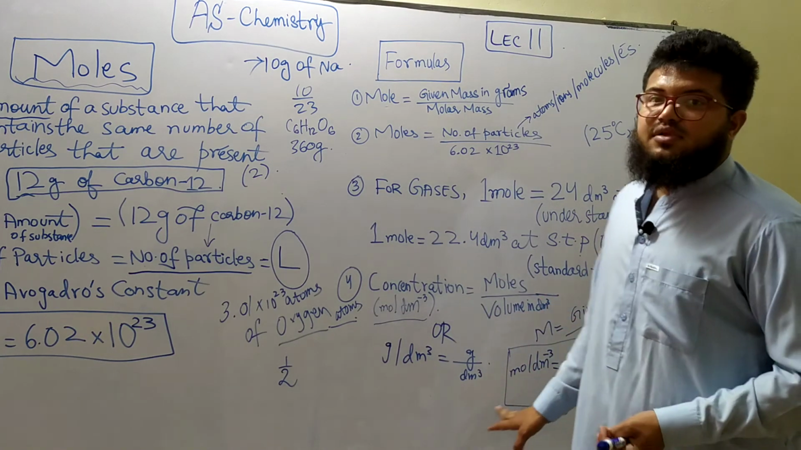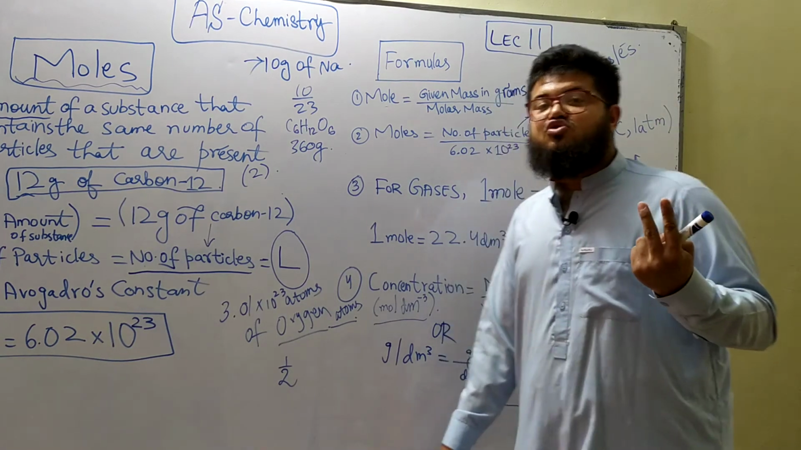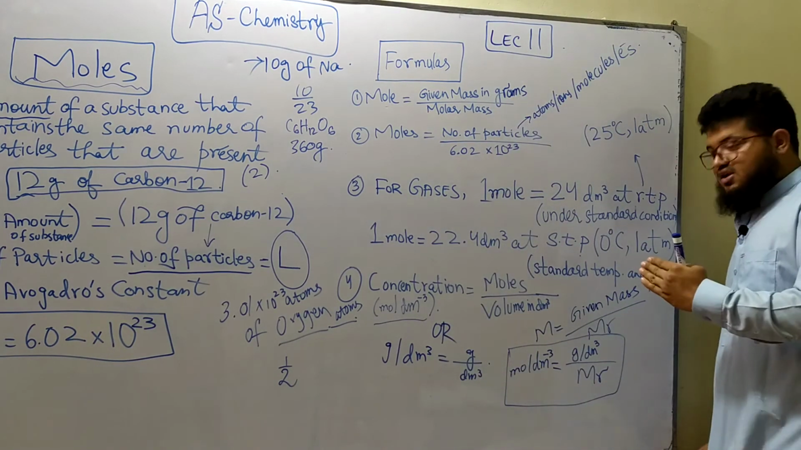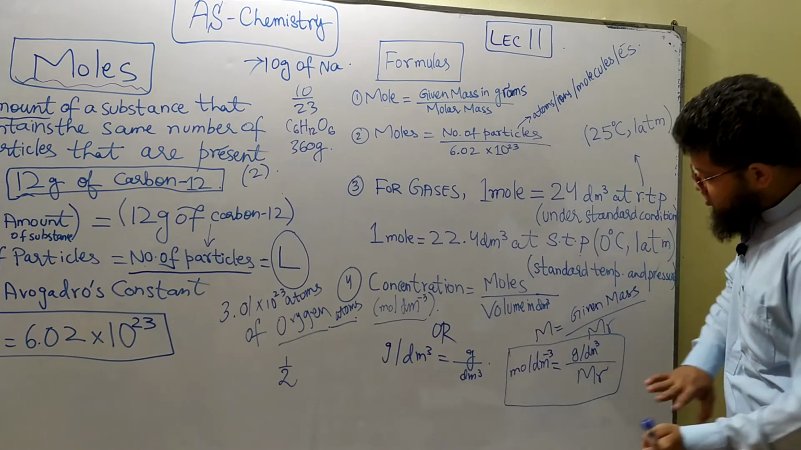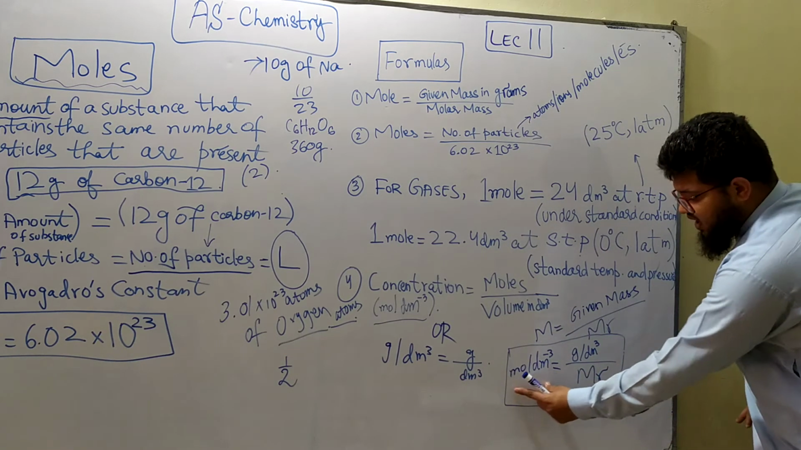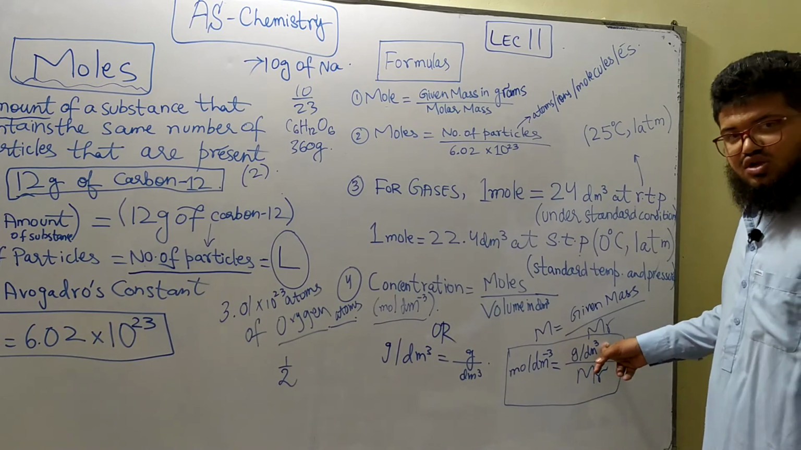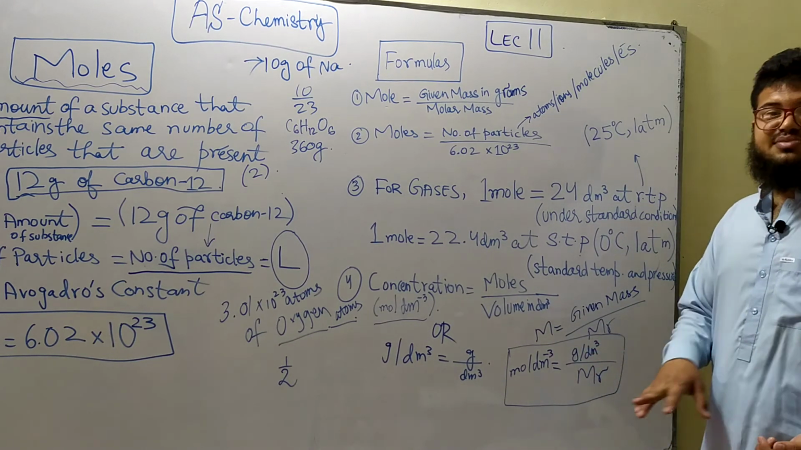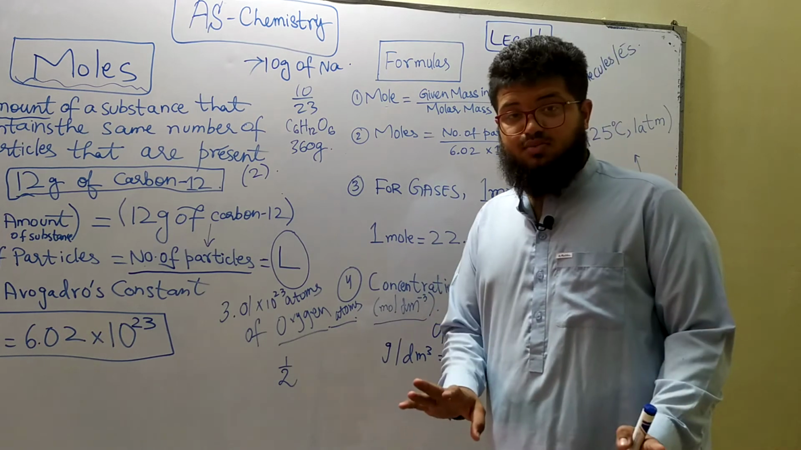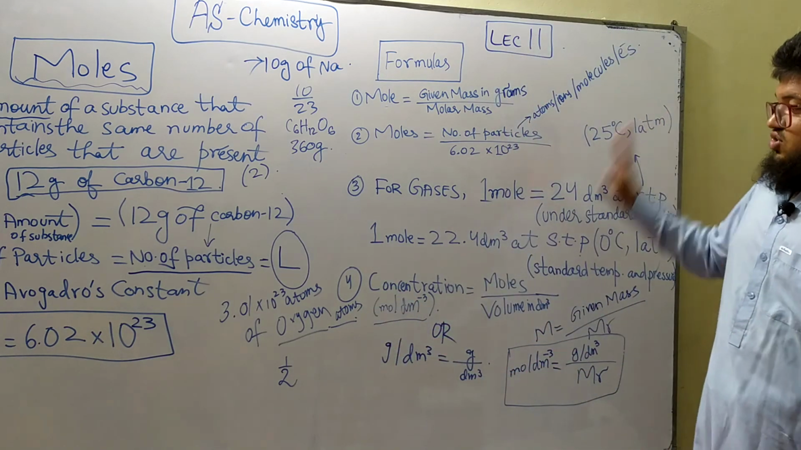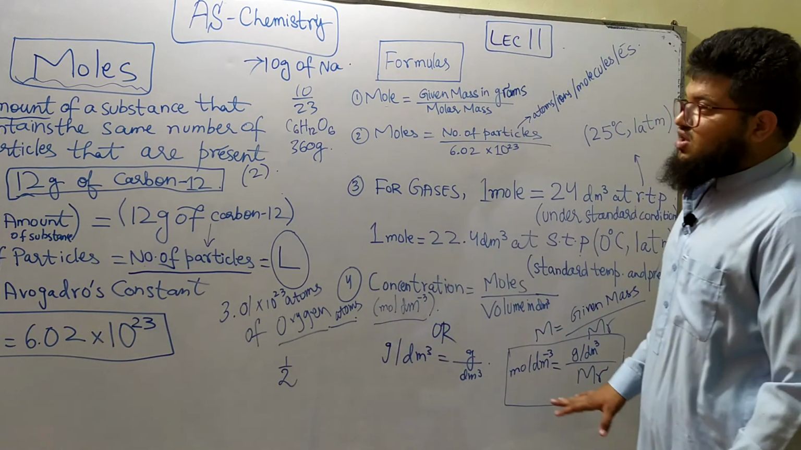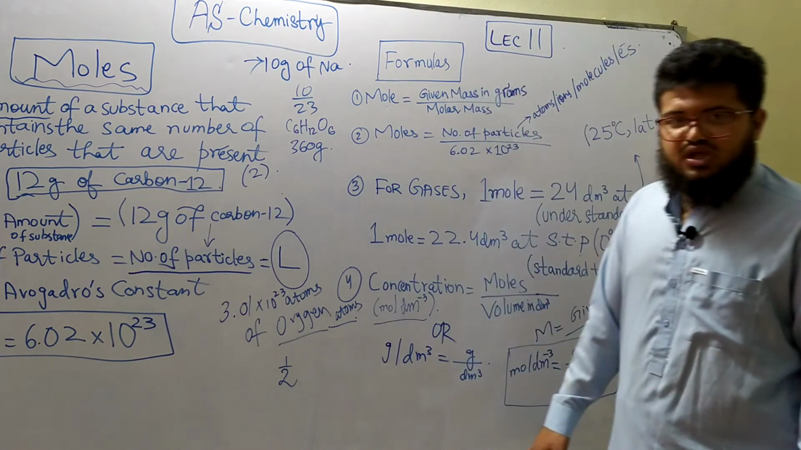So if for example you've been given a 2 moles per dm cube solution of glucose and you want to convert that into grams per dm cube, you could just use this formula. Plug in the 2 over here, the Mr of glucose is 180 and grams per dm cube is in the numerator. You just multiply both the sides by 180 and you'll get your answer in grams per dm cube. Clear? So this pretty much sums up the formulas which are used in moles, the basic formulas from your O levels.